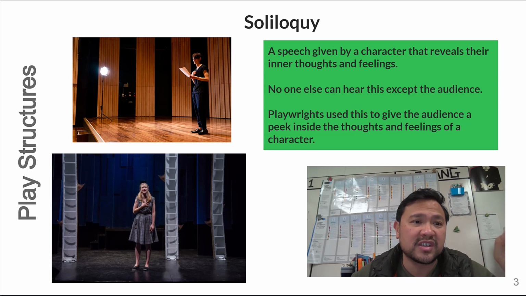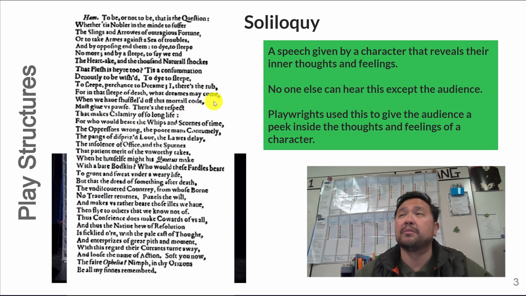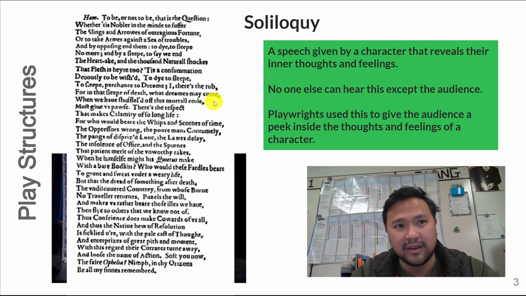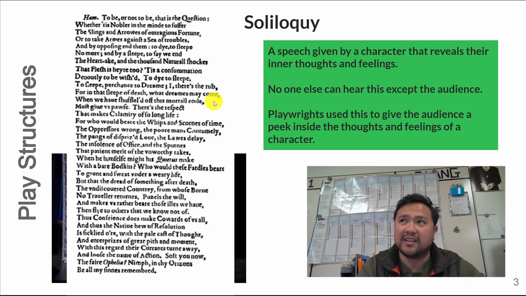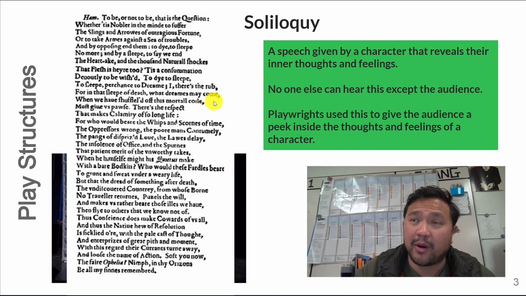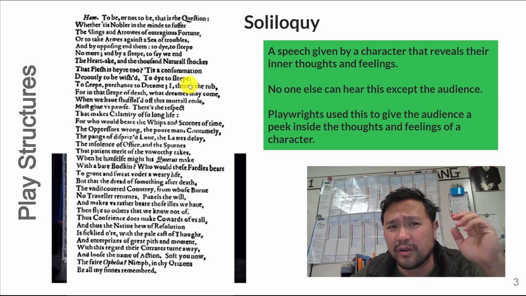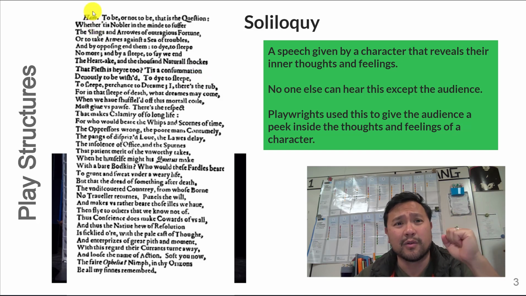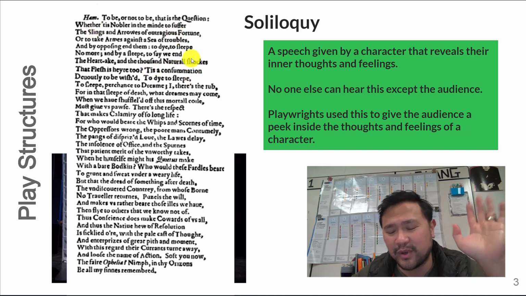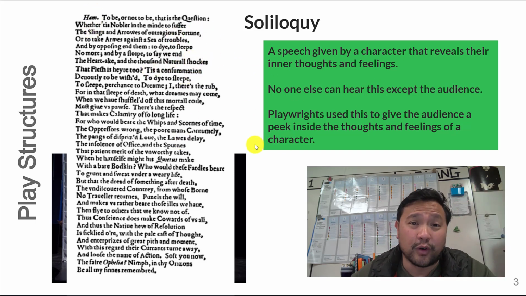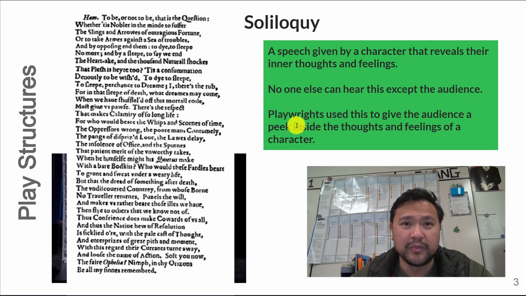So the most famous soliloquy is Hamlet's "To Be or Not to Be." Arguably, it's the most famous soliloquy. He's on stage, thinking about whether or not he should kill himself. "To be or not to be, that is the question. Whether 'tis nobler in the mind to suffer the slings and arrows of outrageous fortune." But anyway, I'm sure you've heard of it at some point in your life.